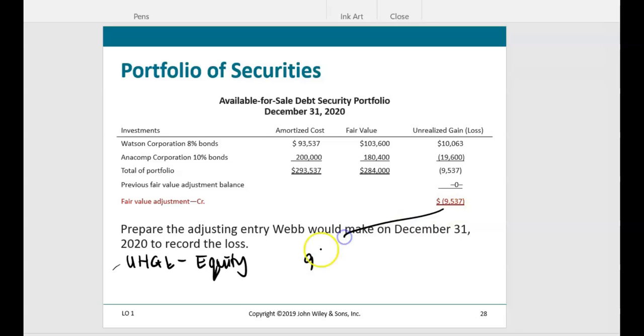for this amount, 9,537. How do I know this is a loss? Because I see amortized cost. Take that down to the fair value. Fair value is actually lower by 9,537. And the other side of this is, of course, the fair value adjustment account.